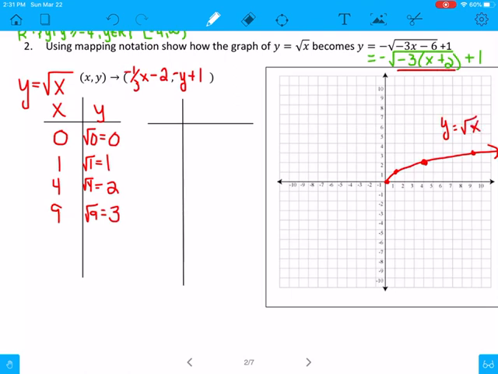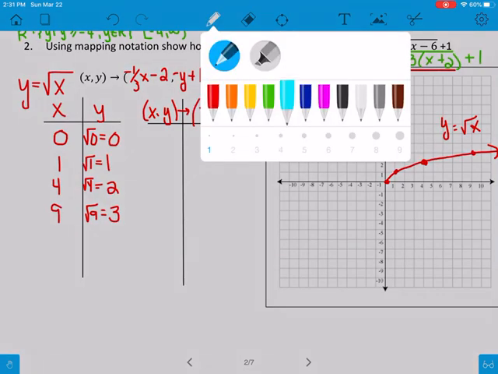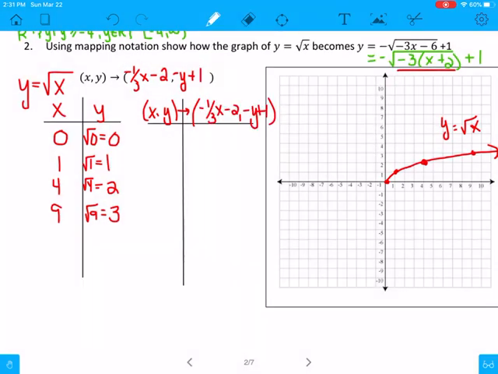Okay? Now I'm going to take those points and I'm going to map them. Okay? So my points are normally x, y, but they're becoming negative 1/3 x minus 2, comma, negative y plus 1. And I'm going to do them in light blue. Okay, so my first point is 0, 0.